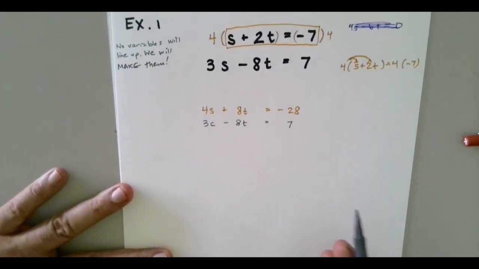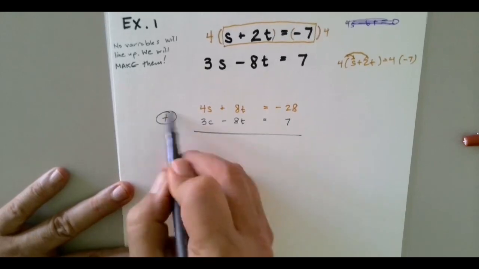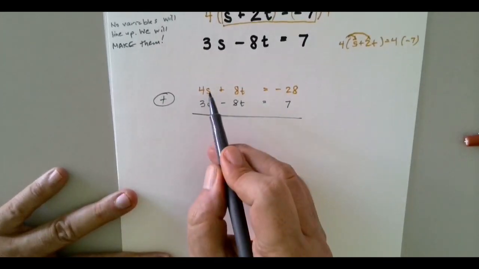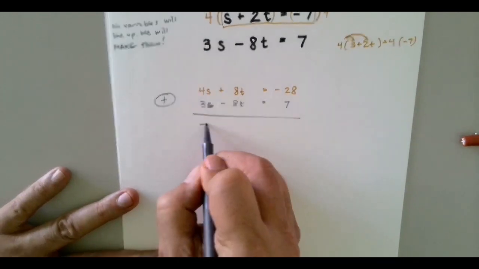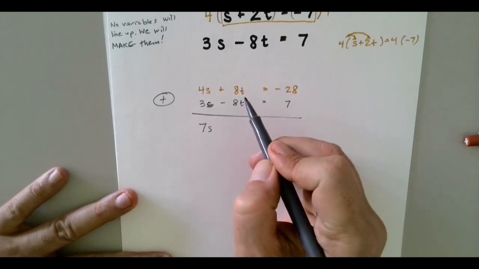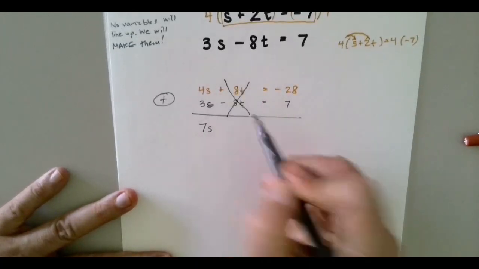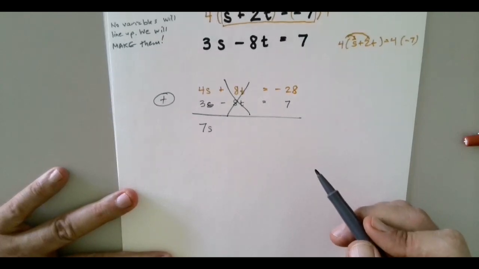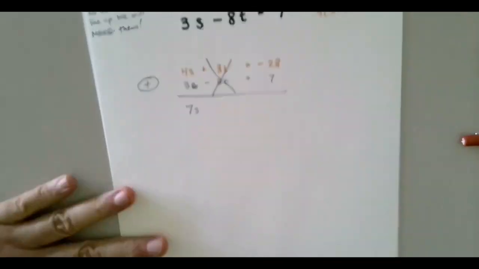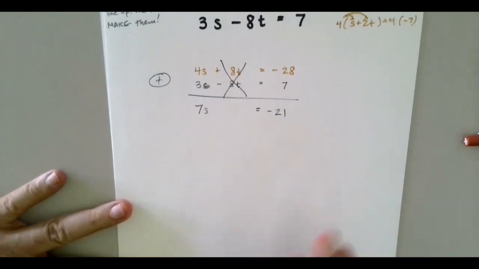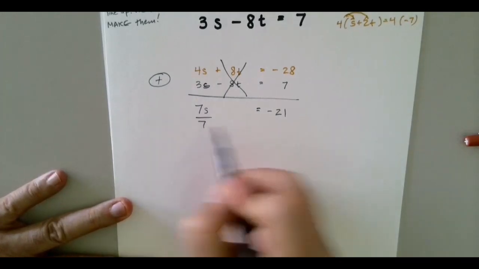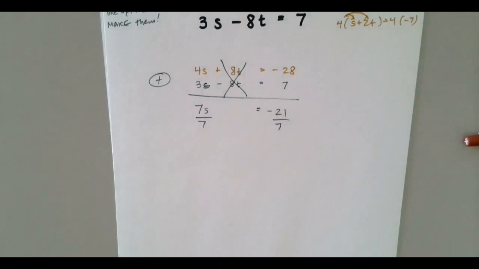So now I think this is an easy question, right? So I'm going to add them. 4s plus 3s is 7s. 8t minus 8t, eliminated. And then negative 28 plus 7 is negative 21. So I have 7s equals negative 21. Divide both sides by 7. And I get s equals negative 3.